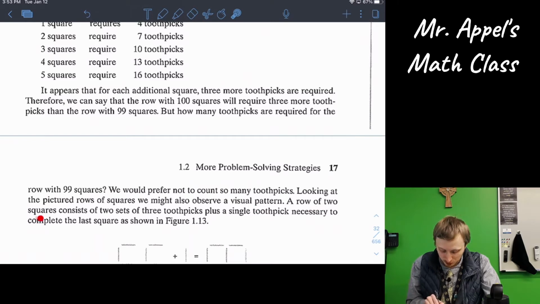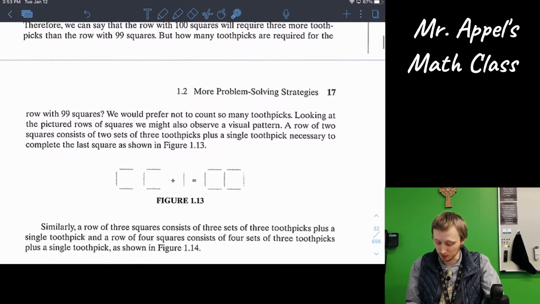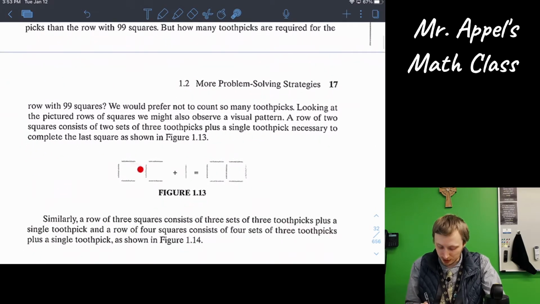A row of 2 squares consists of 2 sets of 3 toothpicks plus a single toothpick necessary to complete the last square. Oh, there's another way. So look at this. They're breaking down the squares into this C shape plus a C shape plus the final toothpick.